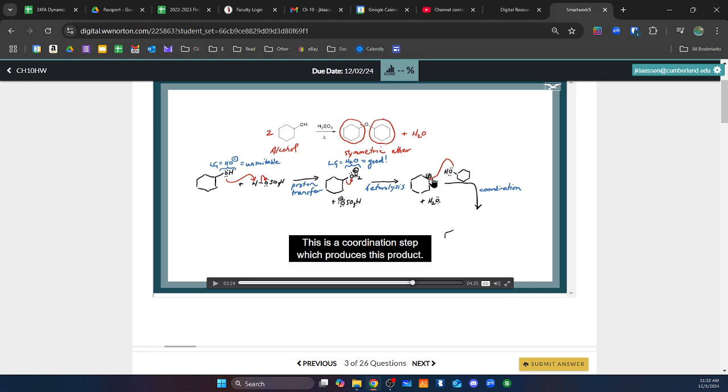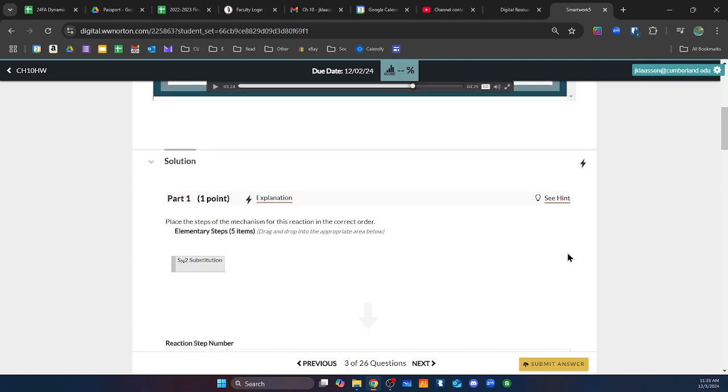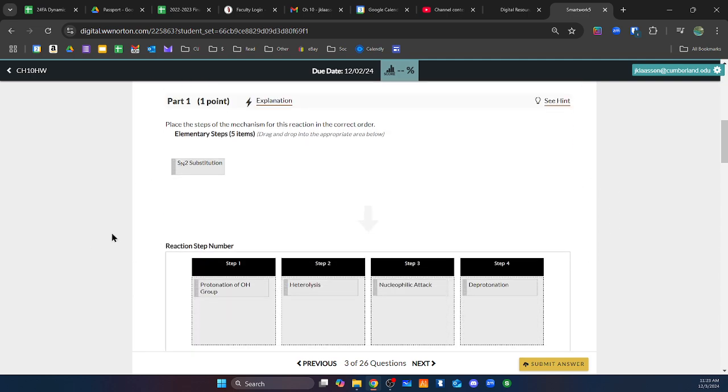And then the second alcohol is going to come along and attack that. That will act as the nucleophile in what normally would be called a coordination step if you were to boil that down to its simplest label. Okay, so what we're going to do here is the part A part. We're labeling the different steps of the reaction.